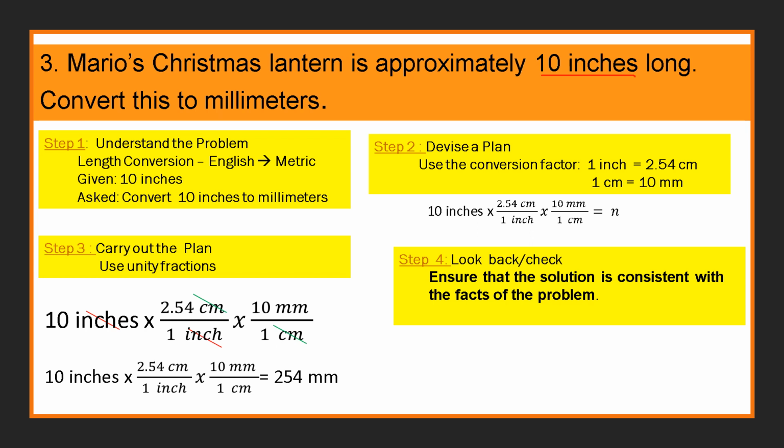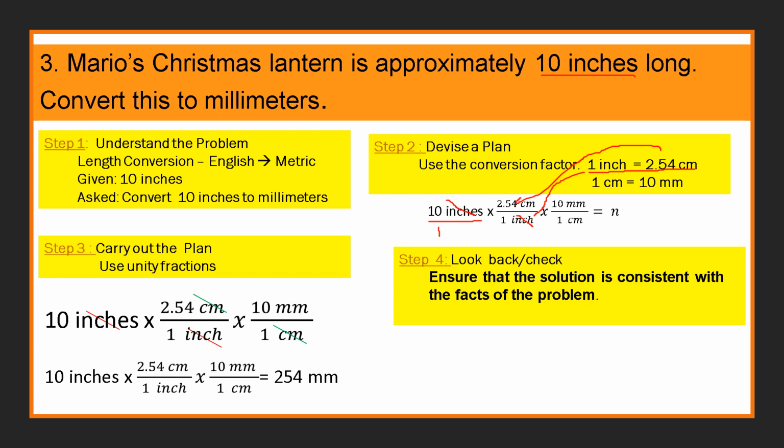So this is now our mathematical sentence. The given is 10 inches. Of course, this is a whole number, so it is understood that we have 1 as the denominator, multiplied by the first conversion factor. Our numerator here is in inches, so we have to see to it that inch is in the denominator. So we'll use this conversion factor: 1 inch is equal to 2.54 centimeters. We'll write 1 inch here and 2.54 centimeters in the numerator. Why? Because we need to cancel this inches so that what remains is centimeters.